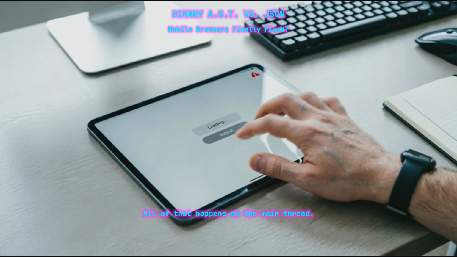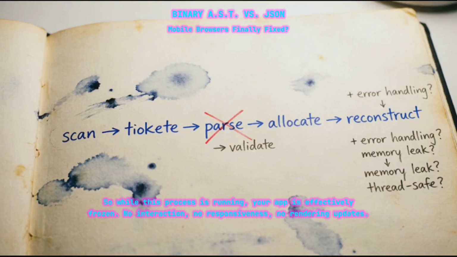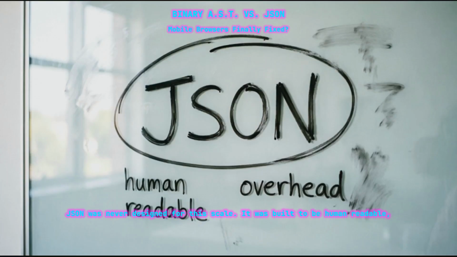So while this process is running, your app is effectively frozen. No interaction, no responsiveness, no rendering updates. Just a stalled experience waiting for parsing to finish. This is why apps feel slow before they even start. JSON was never designed for this scale. It was built to be human-readable, easy to debug, easy to inspect, easy to transmit across systems. And for years, that trade-off made sense.